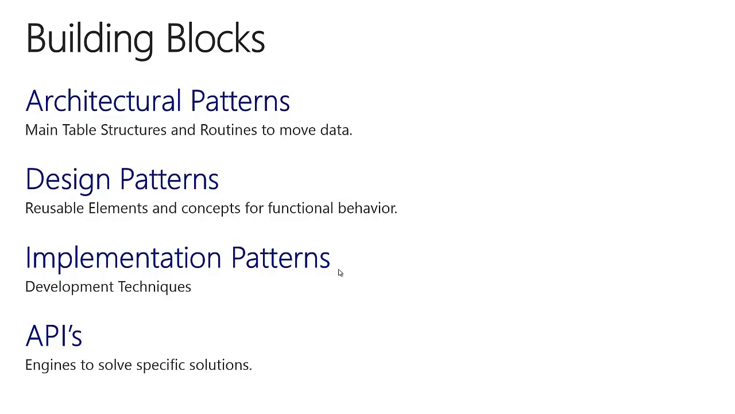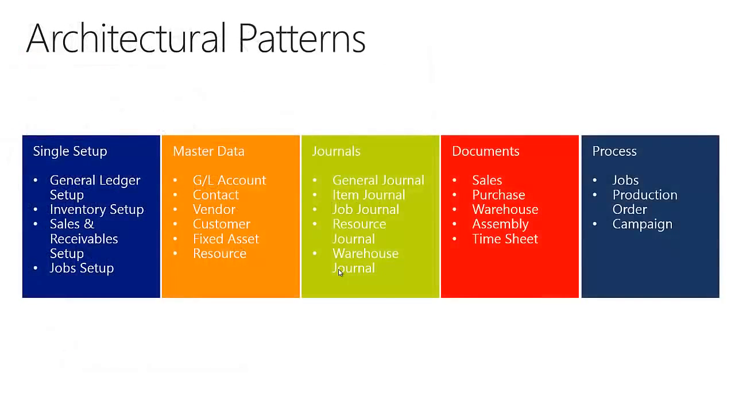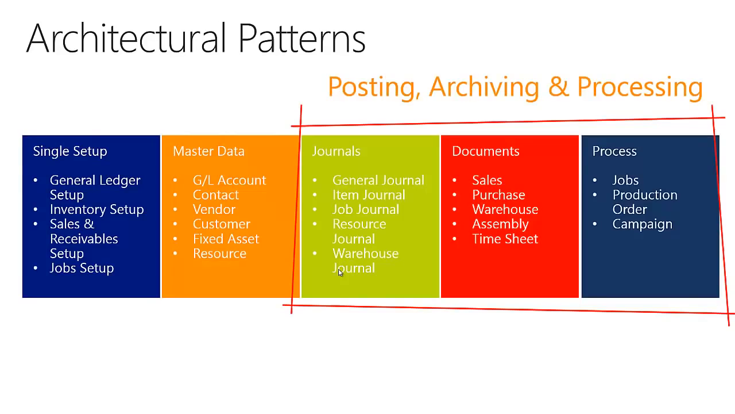Within this layered approach, there are a number of building blocks we can use, such as architectural patterns, design patterns, implementation patterns and APIs. In this video we will explain the architectural patterns of Microsoft Dynamics NAV. There are a number of architectural patterns in the application, such as single setup, master data, journals, documents and processes. Posting, archiving and processing happen in the last three blocks.